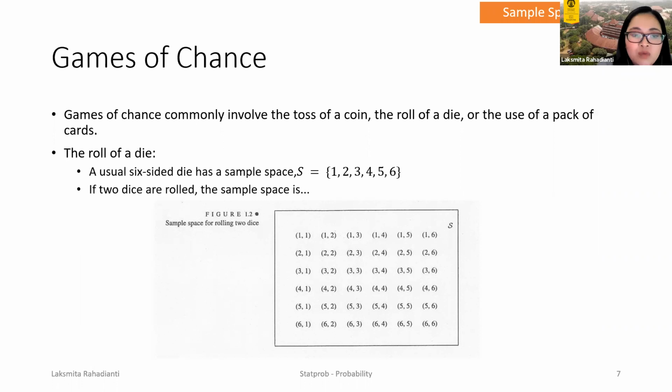So in this case, this one, 1, 1, it means that the first die gives us number 1 and the second die gives us number 1. This one is the first die giving us number 1 and the second one giving us number 2, and so forth. And if I wanted to write this correctly as a sample space, I would need to write it as follows: 1, 2, and so forth until 6.